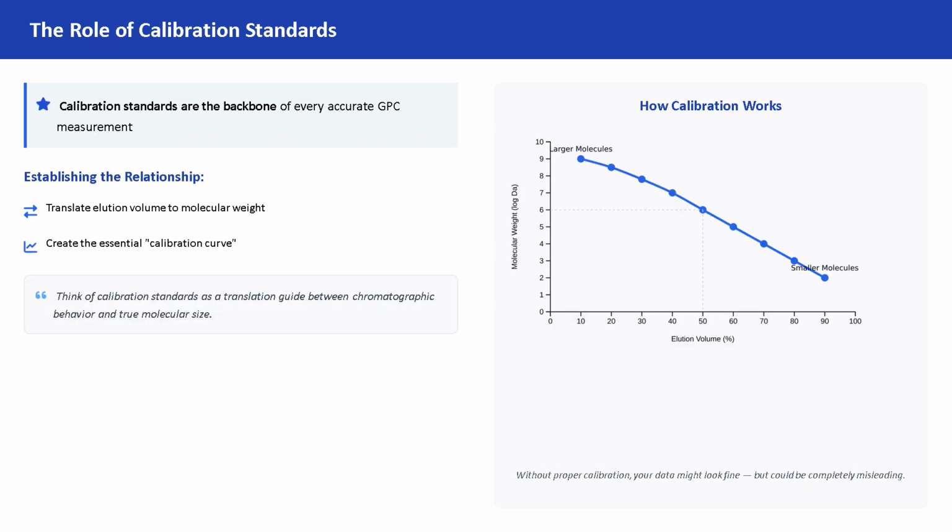Calibration standards are the backbone of accurate GPC. They translate elution volume into molecular weight by forming the calibration curve, the bridge between chromatographic behavior and true molecular size. Think of them as a bilingual dictionary that lets the instrument speak both chromatography and chemistry. Without proper calibration, the data may look fine, but the numbers can be misleading.